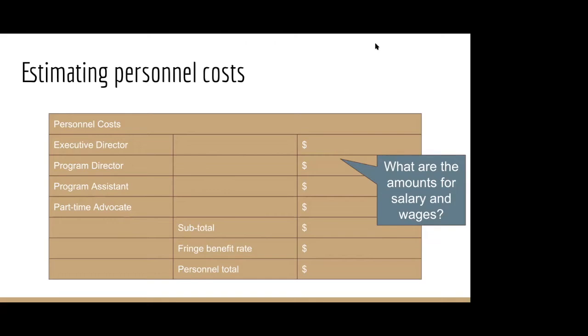You then multiply it out. So if all your salaries for all the projects total $100,000 and your fringe benefit rate is 10%, you would multiply 100,000 times 10% to get 10,000. Adding the subtotal of 100,000 plus 10,000 gives you 110,000, which is your personnel total. You don't want to lowball the funder. Be honest so that you don't end up having to ask the funder for additional funds separately to pay for fringe benefits.